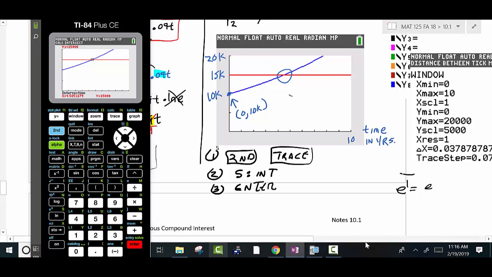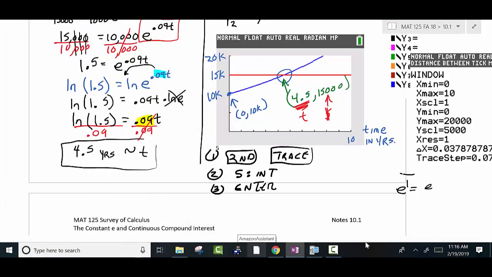So what that intersection point is giving you is 4.5, comma, 15,000. Okay? So that's the same thing we got algebraically. That's the amount of time, and then, of course, that's the dollars. So you just go like that. Second trace, intersect, and then get your cursor close to the intersection point. Is that working okay for you guys that are doing that with me? Okay, very good. It's nice to know how to do that feature on the calculator. Ultimately, you want to be able to do these things both ways. I'm going to do one more, and then that'll close this section off.